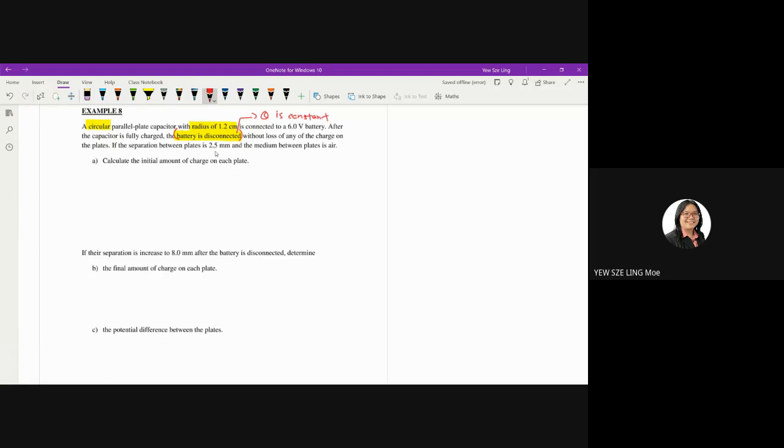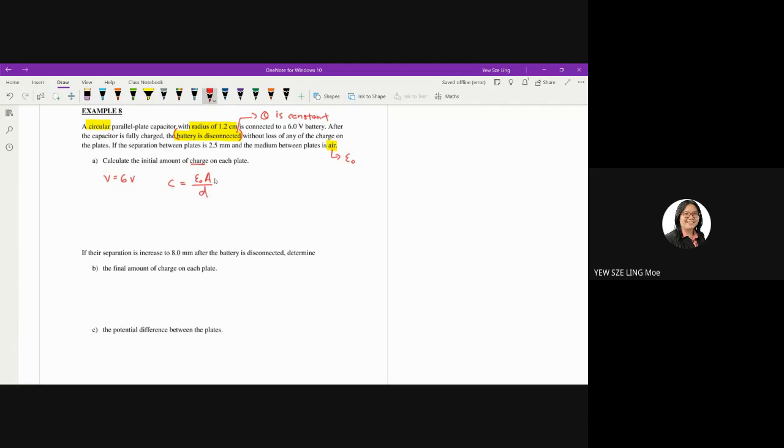The separation between the plates is 2.5 mm and the medium once again is air. When it comes to air or vacuum, you need to use epsilon naught, the permittivity of free space. Calculate the initial amount of charge on each plate. To calculate charge, you need C. You are given V equals 6 volts, but you don't have C. What we do know is that C equals epsilon naught A over d.